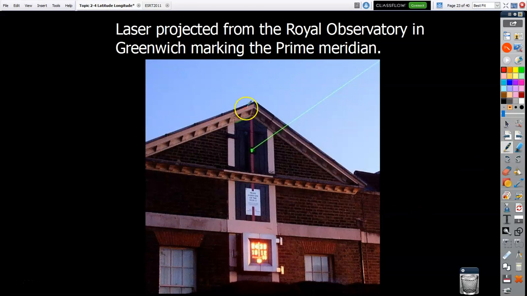They actually have a laser. So the door was down here. This is taken from further away. So if you go above that piece of paper, up here at the peak of the roof of that Royal Observatory, there's a laser beam that actually shoots out, that marks the east from the west hemisphere, projecting to show you where the prime meridian is. So it's kind of cool.